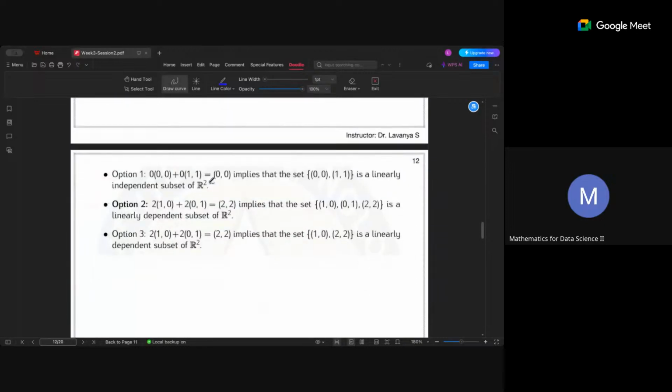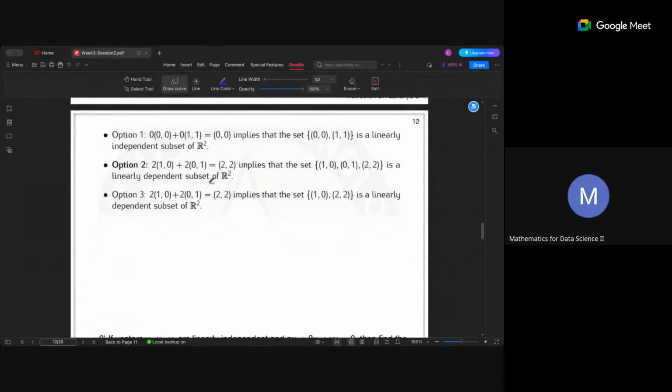Look at these options here. Choose the correct statement. Even before looking at this set, just observe it. What can you see? The zero vector is present. First thing you should observe is that the set contains the zero vector. If a set contains the zero vector, what do you know? Linearly dependent, right? So the first option is obviously incorrect, irrespective of whatever is given here.